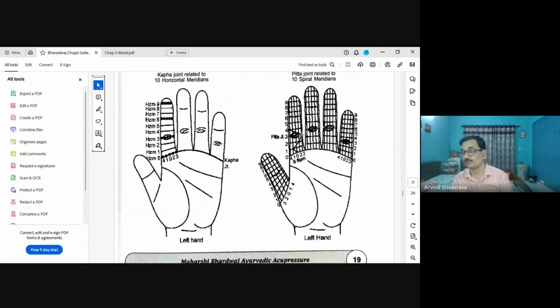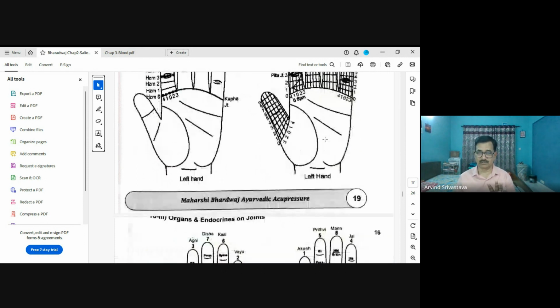Where the third horizontal meridian and third vertical meridian meet, that is point number 3. Where the fourth horizontal meridian and fourth vertical meridian meet, that is point 4, and so on. So this was going in a zigzag way. That is a combination of horizontal meridian and vertical meridian. With the help of horizontal meridian and vertical meridian, we created this. This is known as a spiral meridian, going in a zigzag way. Now this is the basic theory.